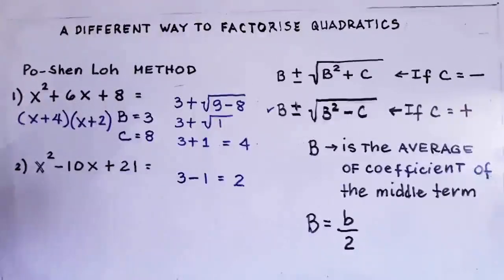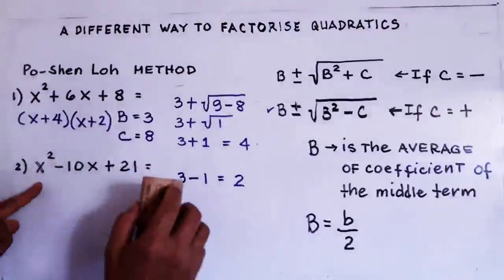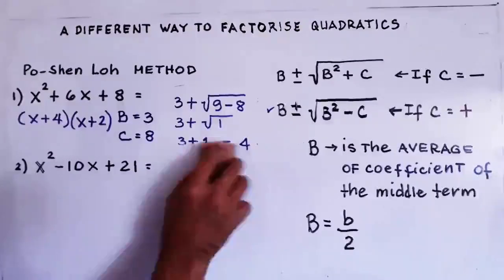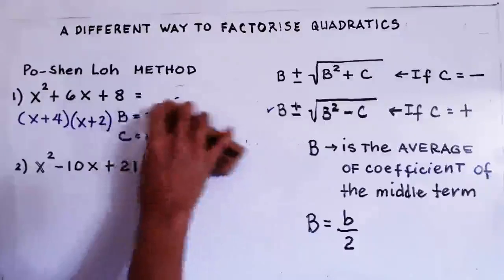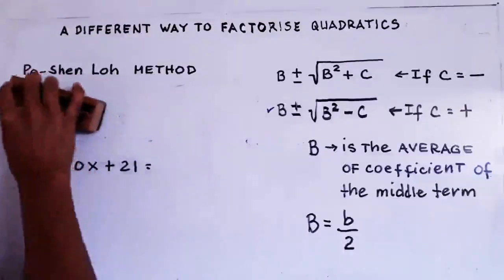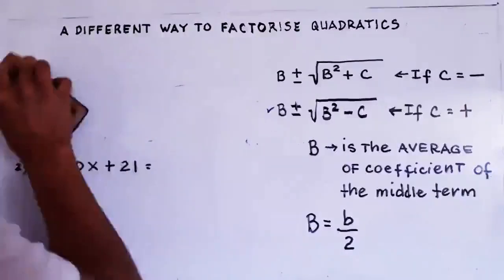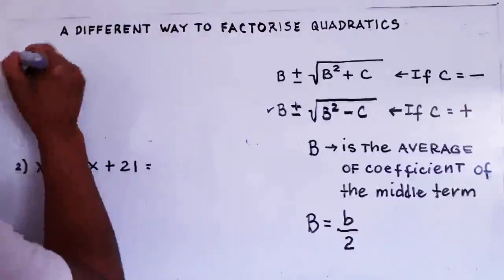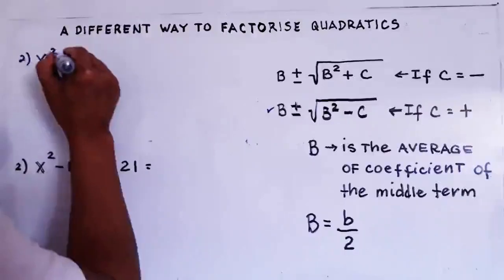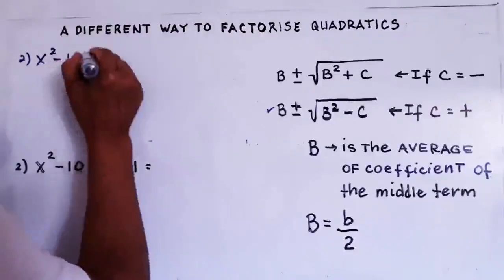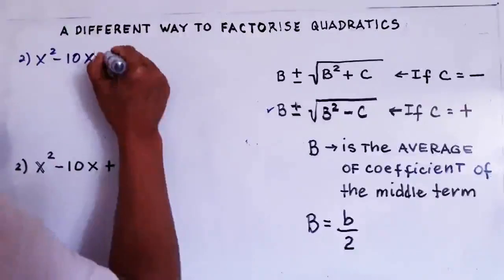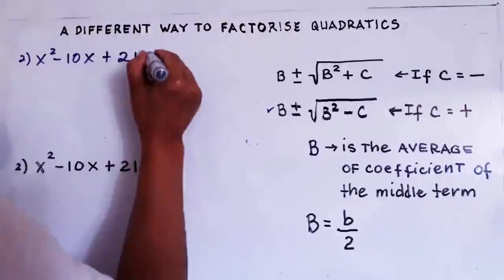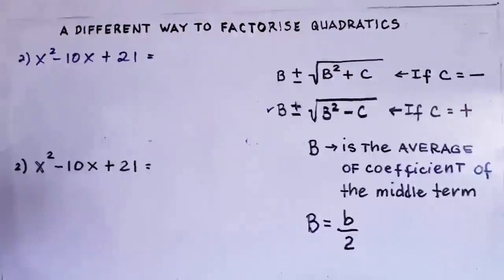Okay, let's apply that to the second number. So I'm going to erase this one, class, and I'm going to put this one here. So we have x squared minus 10x plus 21. So I'm just going to factor.